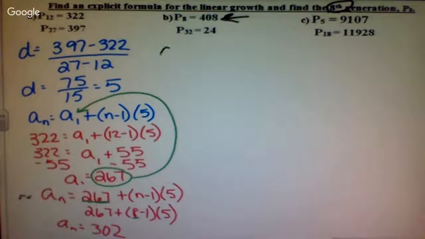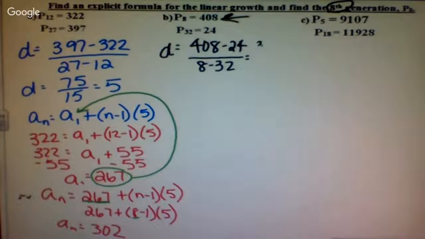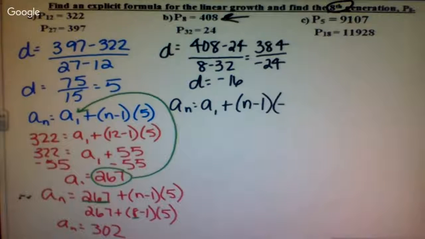So, we still need to find our D value. What are we subtracting in the top? 408 minus 24, divided by 8 minus 32. So we get what in the top? 384. And what in the bottom? Okay. So D actually equals what? Okay. So your D value is a negative this time, which means my series is doing what? It's decreasing. It's going down. Which you can clearly see. If my 8th number is 408 and my 32nd number is 24, it's clearly going down. So now we've got A sub n equals A sub 1 plus n minus 1 times negative 16.